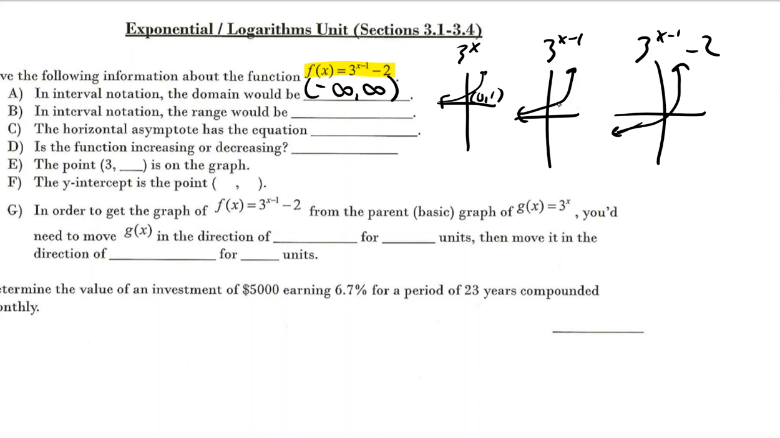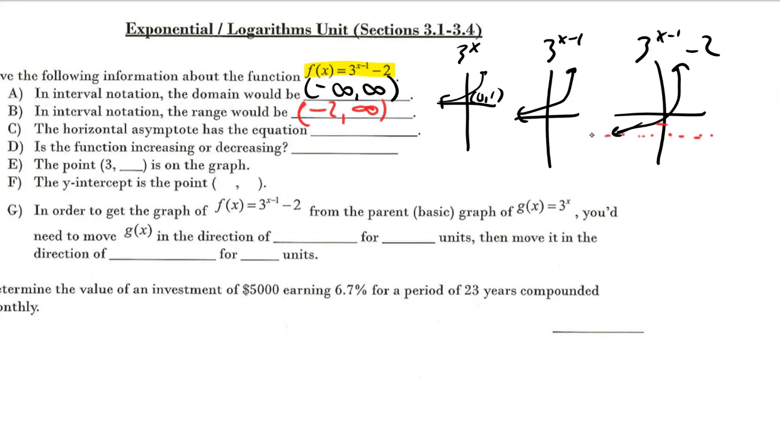Range, this is where I like to have the previous steps in front of me. The range was 0 to infinity. You shift it right 1, it's still 0 to infinity, but if you shift it down 2, now it's -2 to infinity. We're describing the y values that the graph hits. And it never hits -2, it just approaches -2. That's why we need a bracket there.